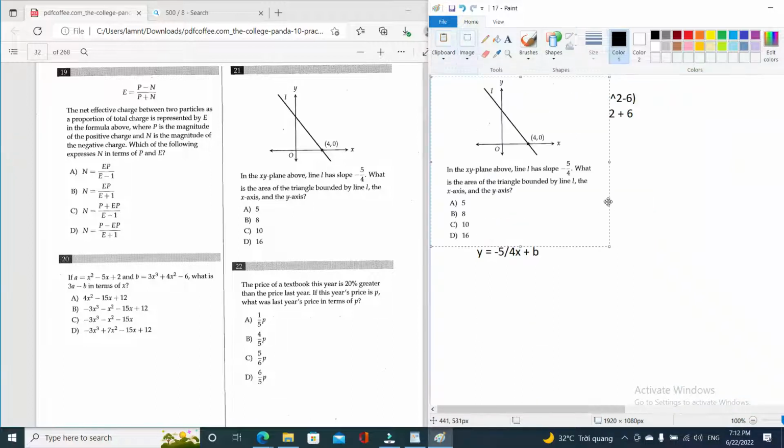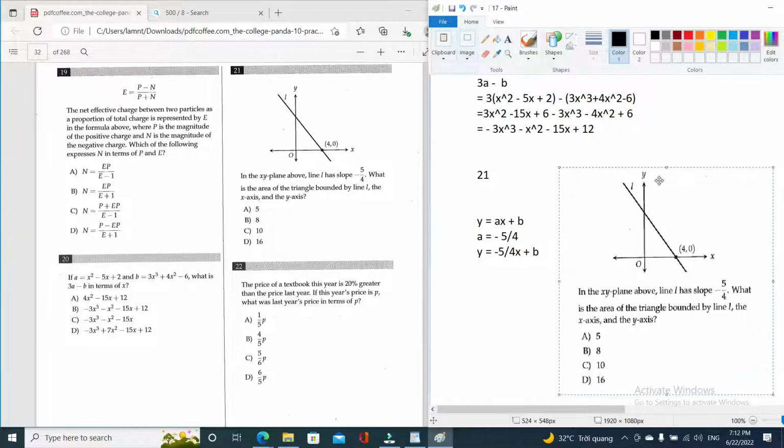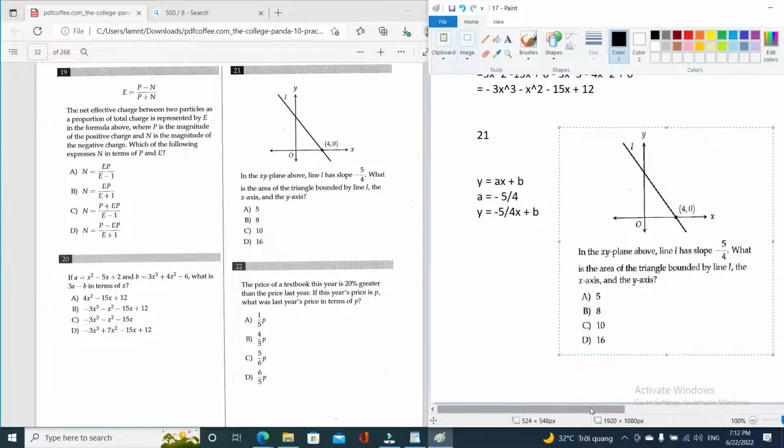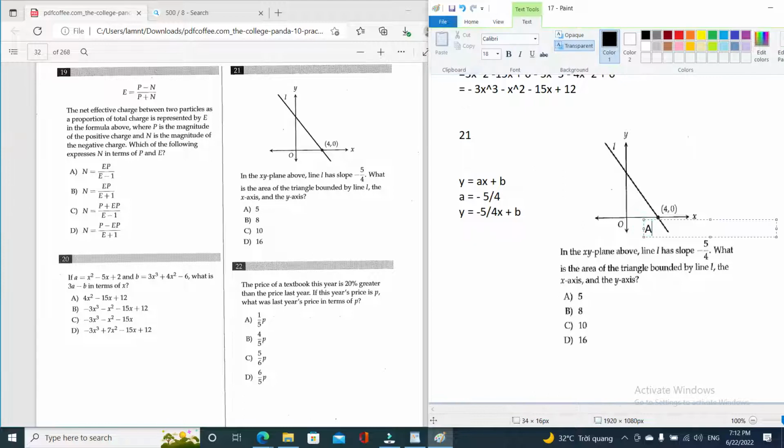Okay, so I just paste it in. Here are the questions. They asked about the area, right? So let's take this point A, the x-intercept to be A and the y-intercept to be B, and for B, x equals 0.